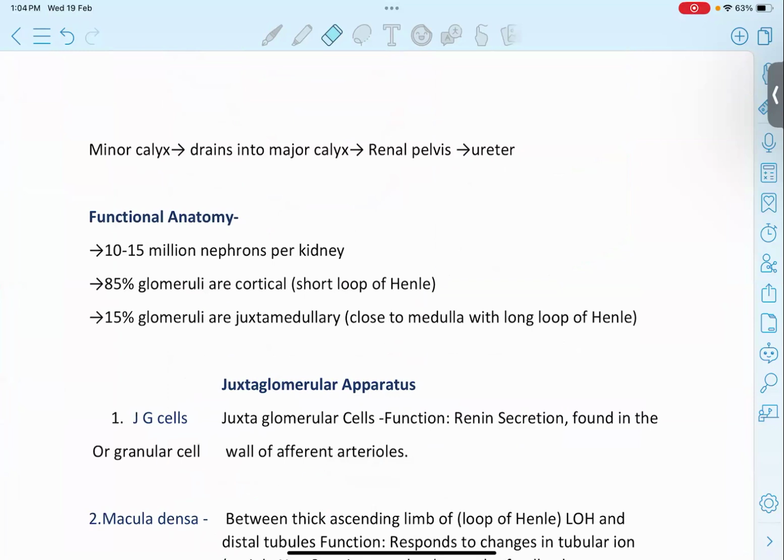So next, the functional anatomy of the kidney. In functional anatomy, there are 10 to 15 million nephrons per kidney, and 85% of glomeruli are cortical. Cortical means they are present in the cortex. That means they have a short loop of Henle. And only 15% of glomeruli are juxtamedullary. That means they are close to the medulla with a long loop of Henle.